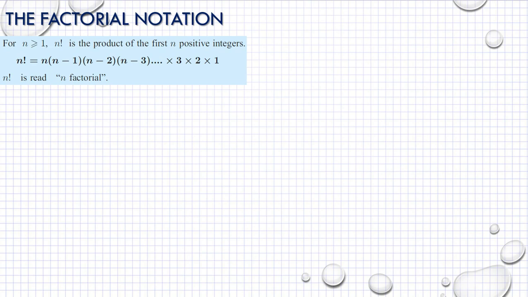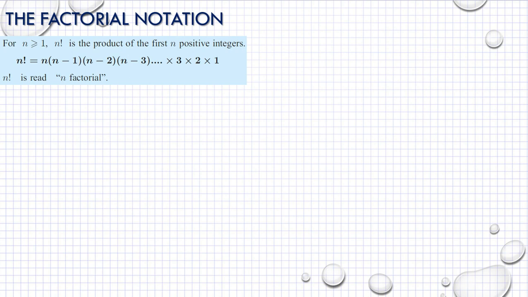I will be discussing the factorial notation. It is imperative for our study of the binomial expansion. The definition of n factorial, for n greater than or equal to 1, is that n factorial is the product of the first n positive integers, such that n factorial is equal to n multiplied by n minus 1 multiplied by n minus 2, and so on and so forth.